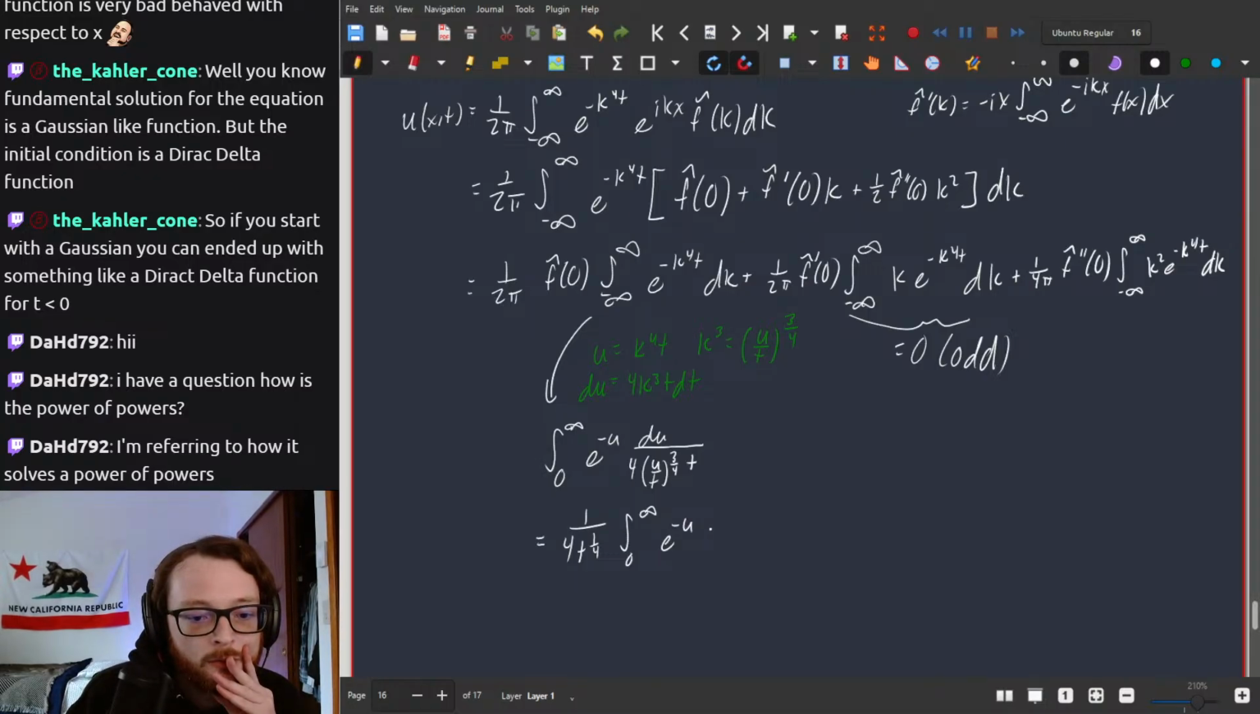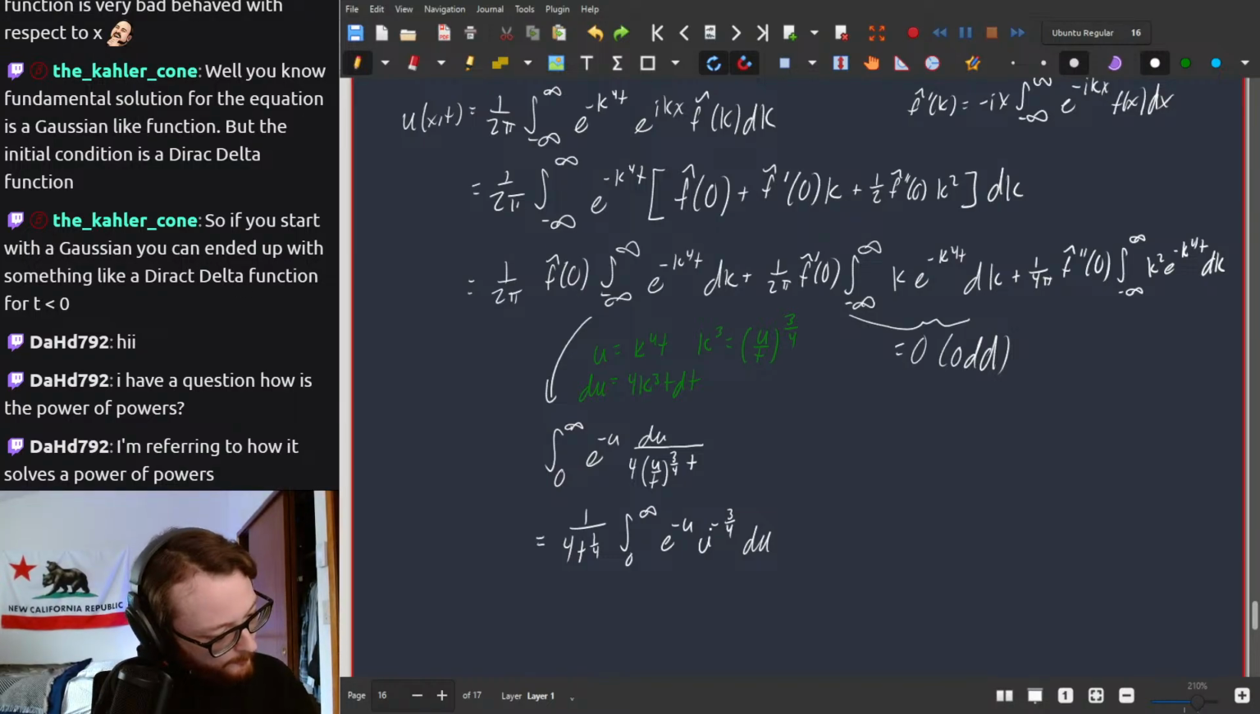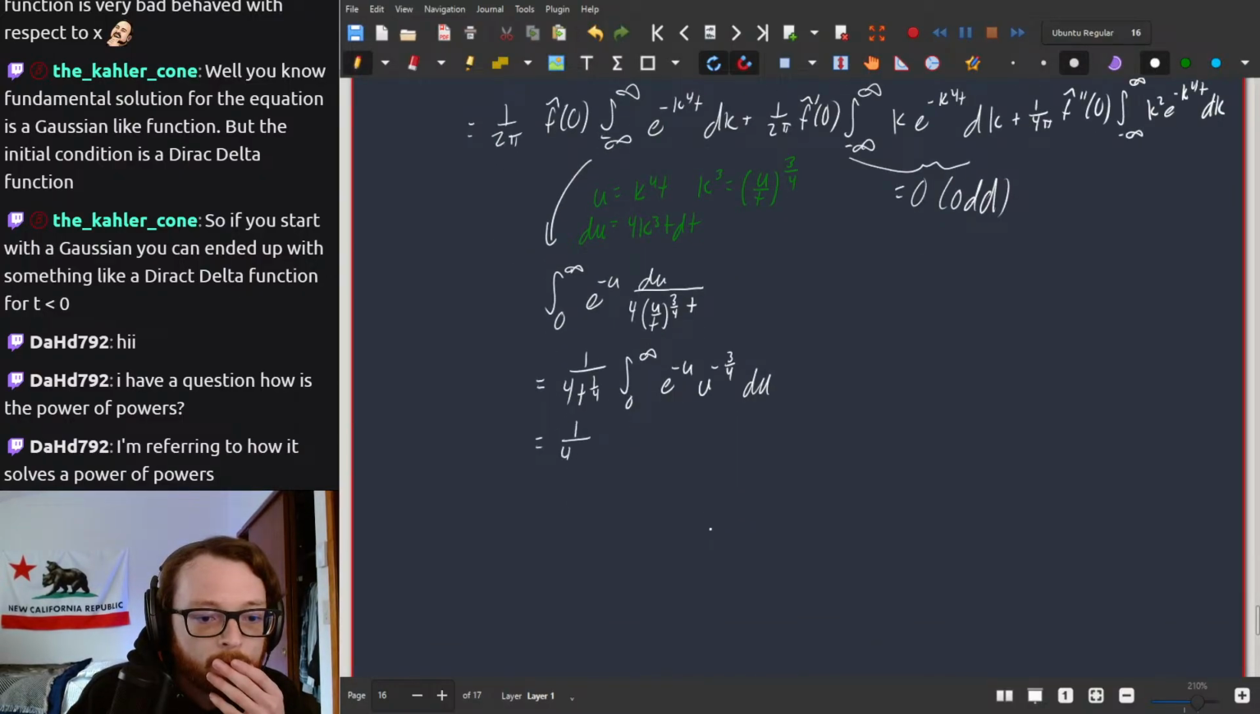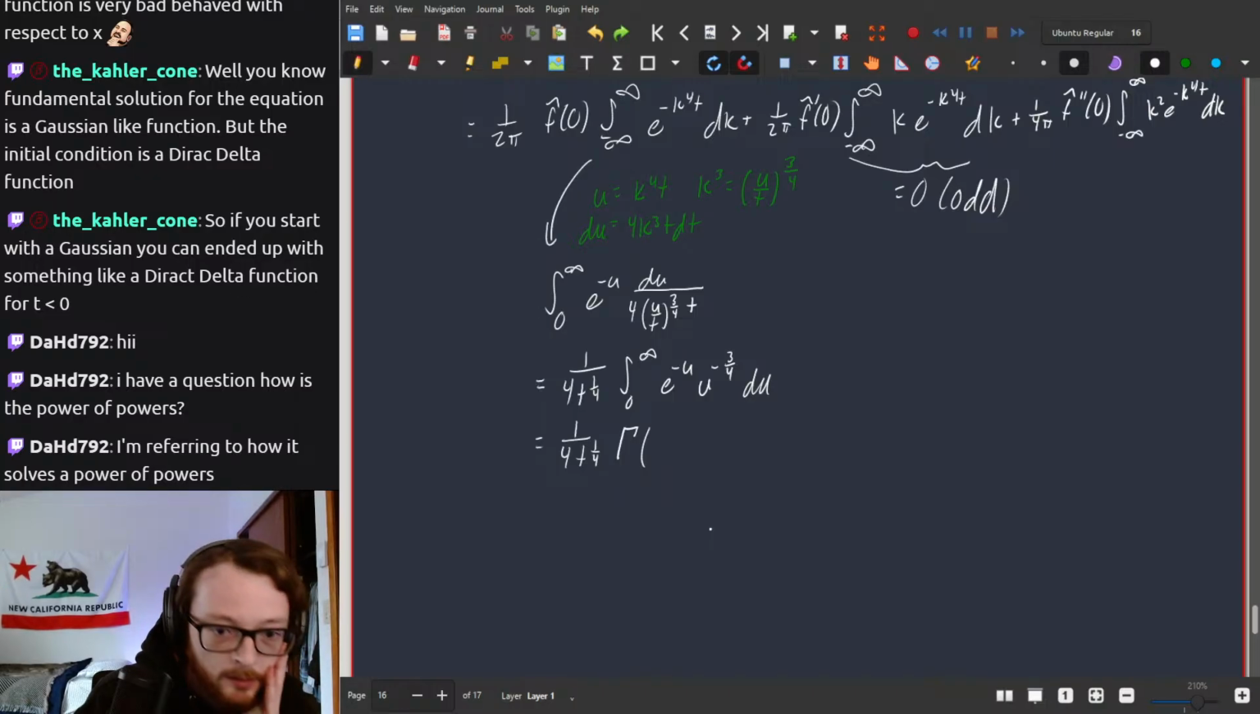So we get e to the minus u, u to the minus 3/4 du. And hopefully this is gamma in some way, shape, or form. I think it is. I always forget the definition of gamma. Here we go. Yes. So if we have a minus 3/4 there, this must be gamma. Let's just write it down.